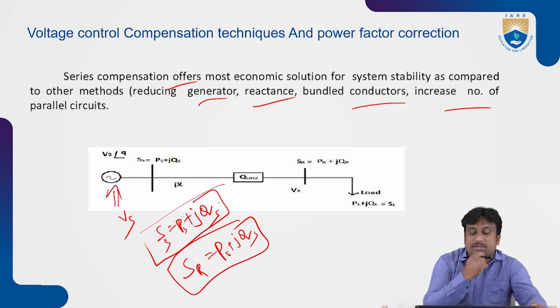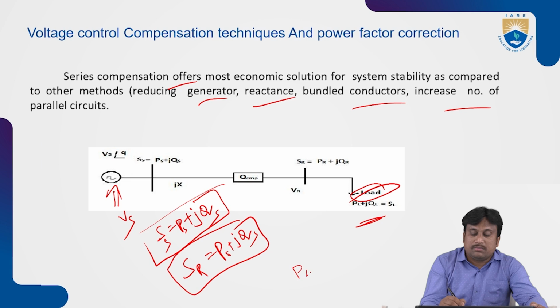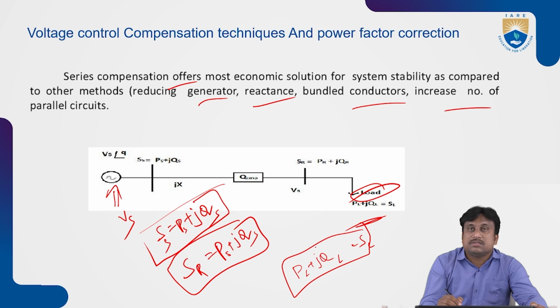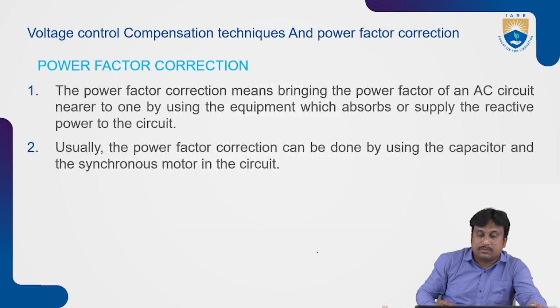So what happens here is that the two lines are supposed to be separated with the load combination. It is treated as PL plus jQL, which is equal to S suffix L. This is the final load combination we need to take.